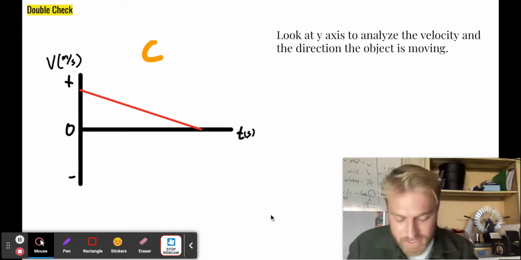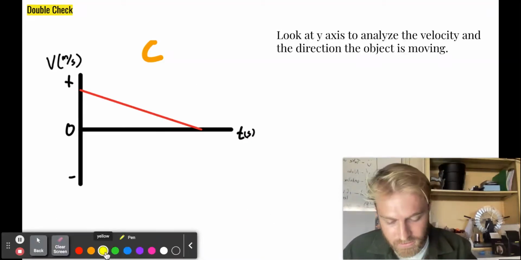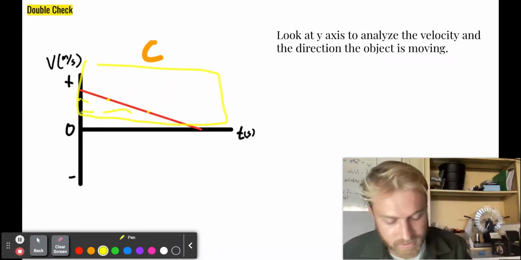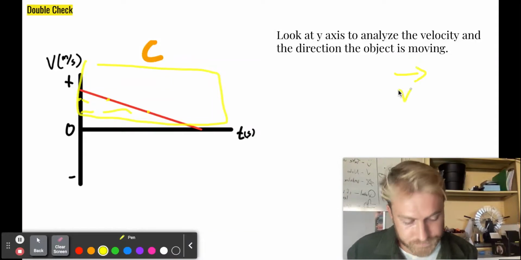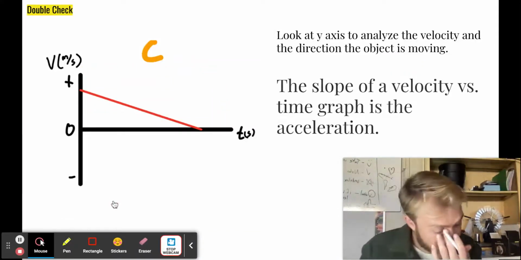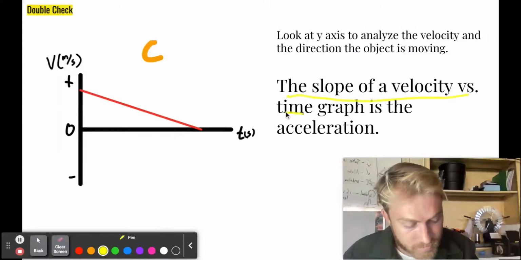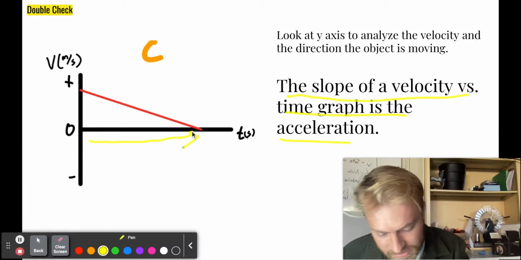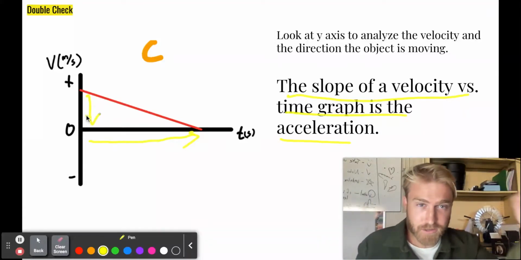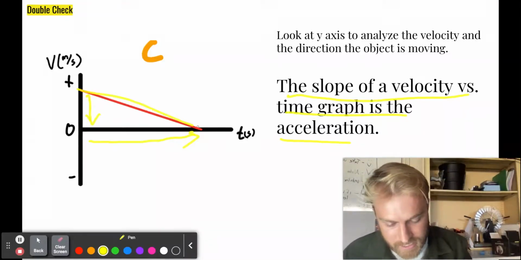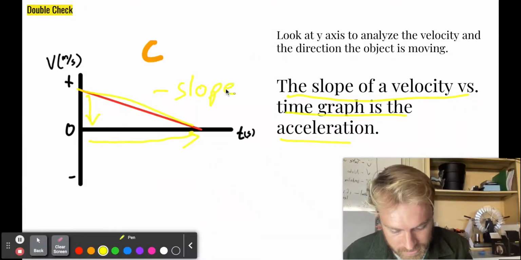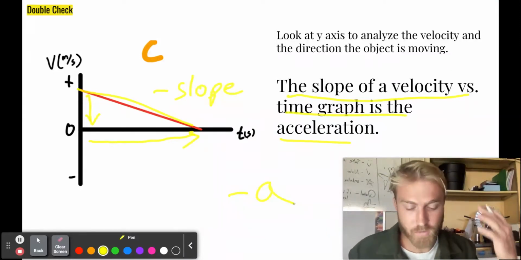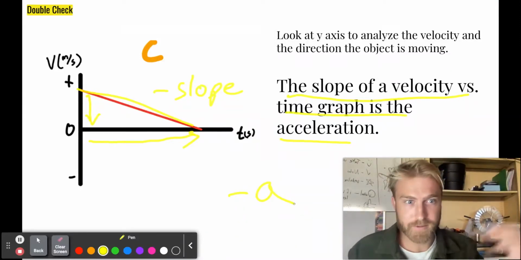It's C. Why? Because you got to look at the y-axis. The y-axis shows us, look at all these positive velocities. That's showing us that he's always moving in the positive direction or to the right. Now, the slope of a velocity versus time graph is the acceleration. I want you to memorize that. As time is passing, the velocity is decreasing, so we have a negative rise. This is a negative slope. This is a negative slope. And if the slope is the acceleration, then we know we have a negative acceleration. And that's what matches our scenario.